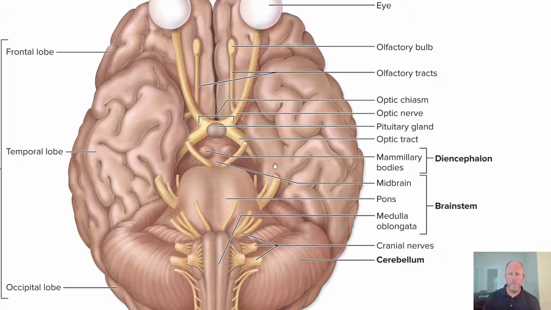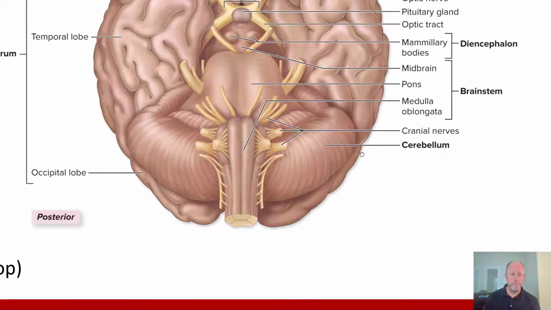We have our optic nerve, pituitary gland, which obviously is an important gland for us, the optic tract, the mammillary bodies, which are part of the diencephalon here, the midbrain here, and we have our pons, medulla oblongata, all part of the brainstem. We have, again, more cranial nerves here. You will have to know the 12 different cranial nerves and the cerebellum.